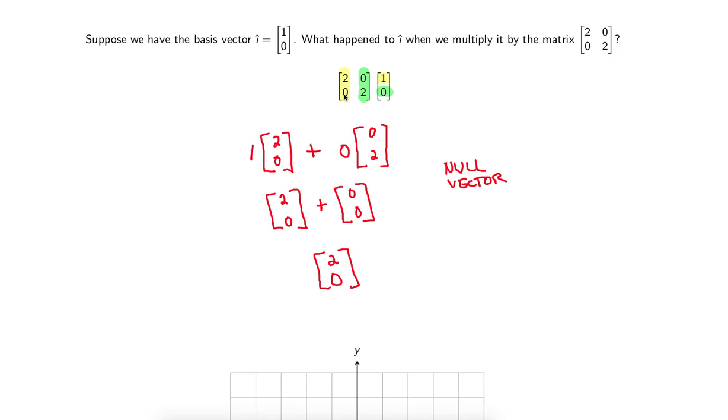So notice also, and we'll get into this a little bit later, if we factor a 2 out of all these terms, we get 2 times our identity matrix that we talked about in the last section.